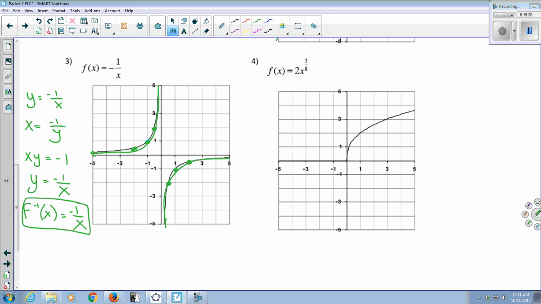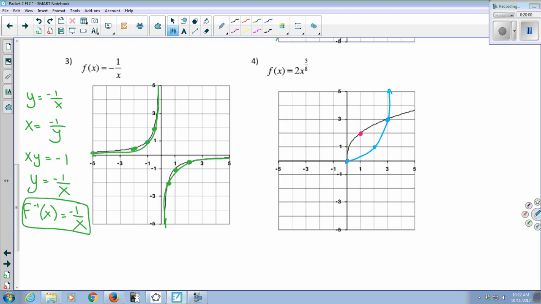All right, number 4, f of x equals 2x to the 3/8. Give it a quick glance, say, yep, that passes the horizontal line test. Pick a few nice integer points. Looks like I've got 0, 0, 1, 2, 3, 3. That should be enough. Swap the coordinates. So 0, 0 remains 0, 0. But then 1, 2 becomes 2, 1. And 3, 3 stays 3, 3. And connect those.